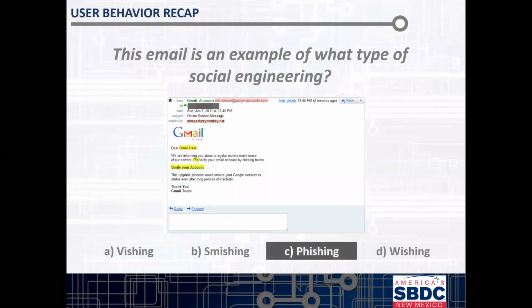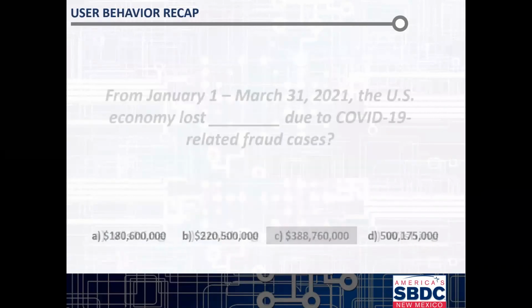Smishing would be the same type of social engineering attempt coming through a text. And vishing is a type of social engineering attempt coming through voice or over the phone.